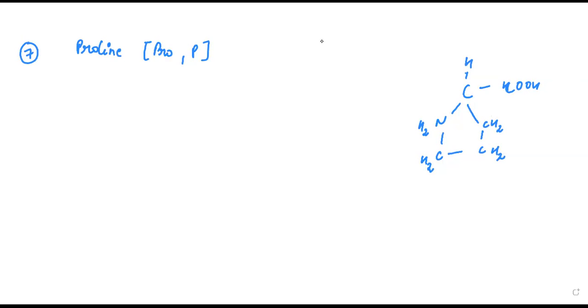This is proline. It is the only amino acid that consists of a secondary amino group. This statement is asked many times, and we call the secondary amino group an imino group.